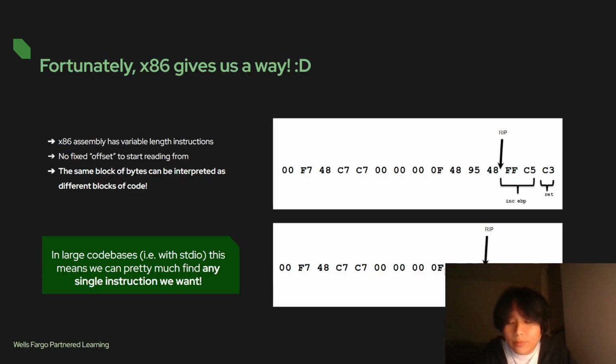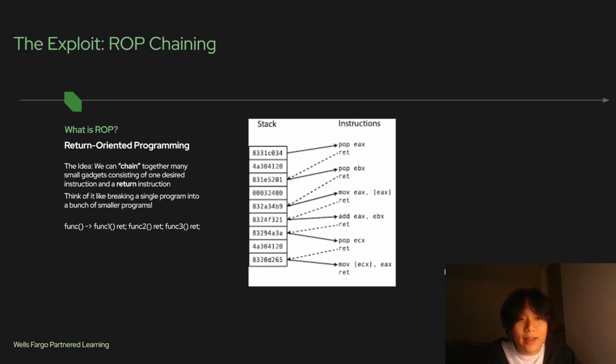Okay, so we can find any one instruction. I can find an increment, I can find a return, but how is that actually useful? How are these little snippets going to help me construct that arbitrary malicious code that I was trying to execute before? Well, here's the idea.